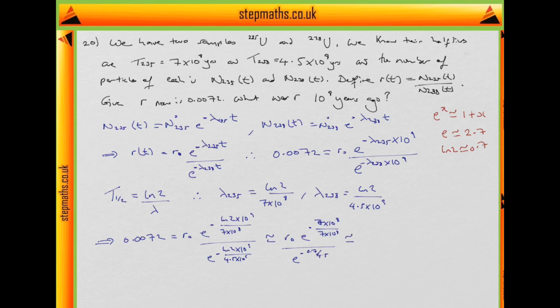Then this is approximately equal to r0 times e to the minus 1, and we were told e is approximately 2.7, so that's 2.7 to the minus 1, divided by e to the minus 0.7 over 4.5. Well, that's a small power, so that's approximately 1 minus 0.7 over 4.5. Therefore, multiplying through, r0 equals 0.0072 times 1 minus 0.7 over 4.5 times 2.7. And this comes out to be approximately 0.016. And that's our ratio at 10 to the 9 years ago.